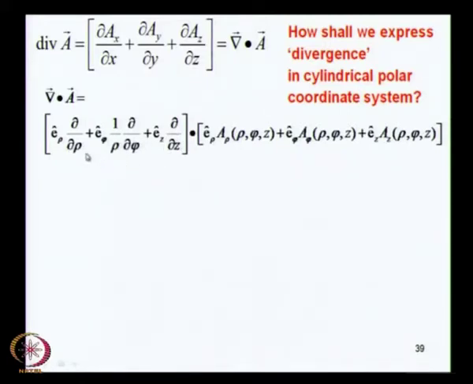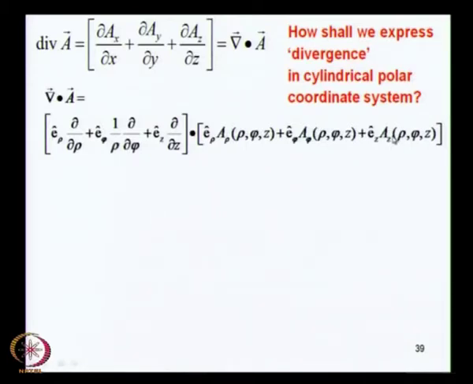So, all you have to do is to write the gradient over here in the cylindrical polar coordinate system, place the dot, and write the vector A again in the cylindrical polar coordinate system. So, you resolve it into 3 components along E rho, E phi and E z, the components being A rho, A phi and A z, but these are point functions.